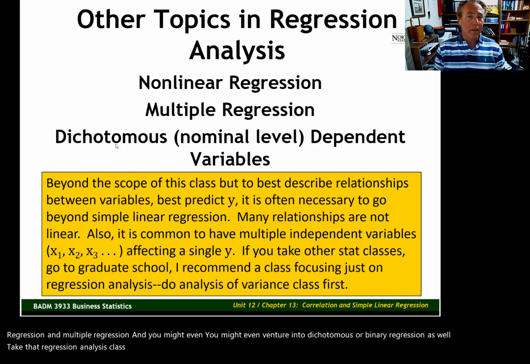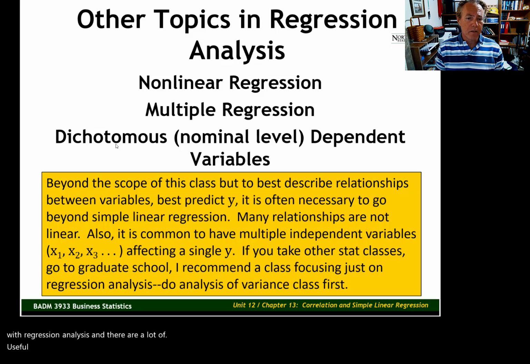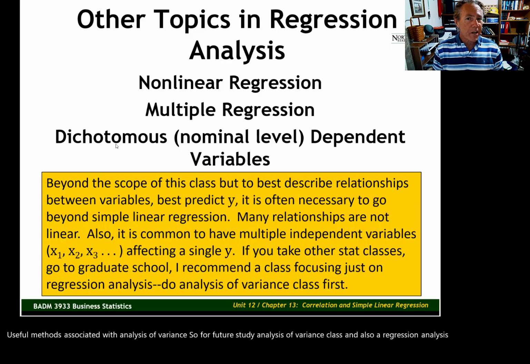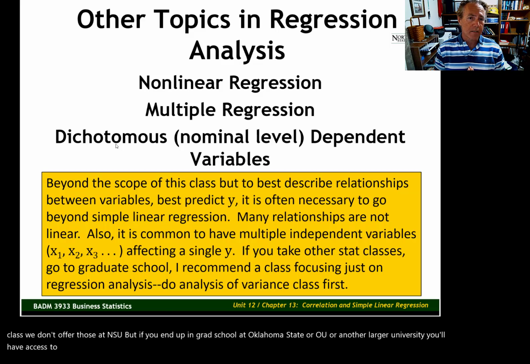You might also, and I would really encourage you to, do an analysis of variance class first. We haven't talked about analysis of variance in this class. I wish we could fit it in because it really goes hand in hand with regression analysis, and there are a lot of useful methods associated with it. So for future study, an analysis of variance class and also a regression analysis class. We don't offer those at NSU, but if you end up in grad school at Oklahoma State or OU or another larger university, you'll have access to those types of specialized classes.